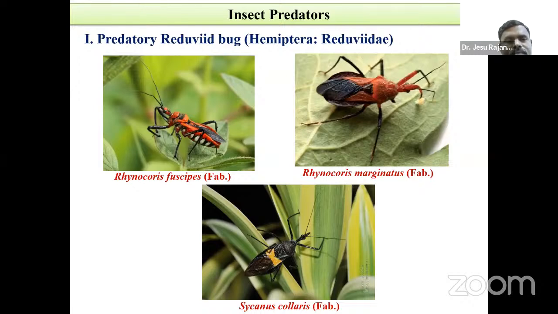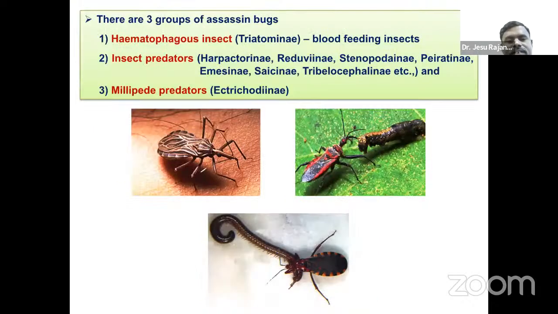You know that reduviids are under the hemipteran insects, and almost 99% of reduviid bugs are predators only. Few insects are hematophagous, spreading Chagas disease. You know that's blood-feeding insects under the subfamily Triatominae. That's only one subfamily. And the remaining 99% of the reduviids are insect predators only. One more subfamily is there, Ectrichodinae, which is a millipede predator. It feeds only on millipedes.